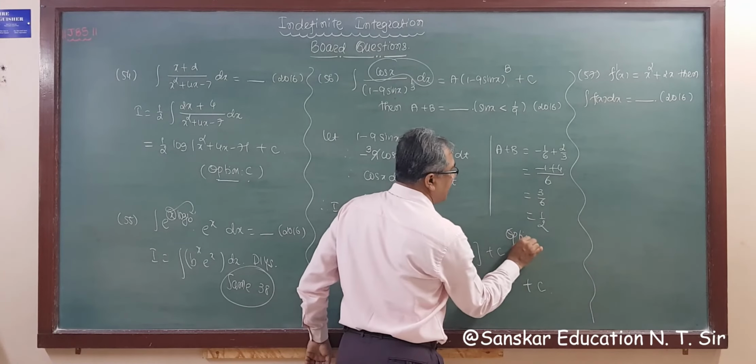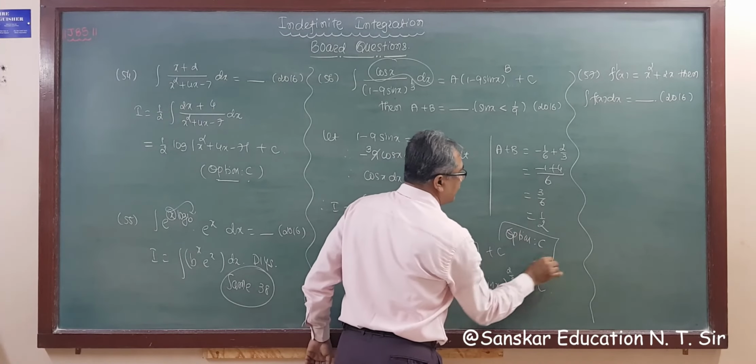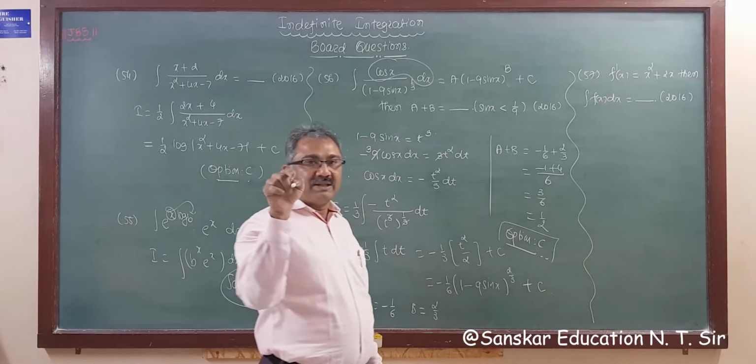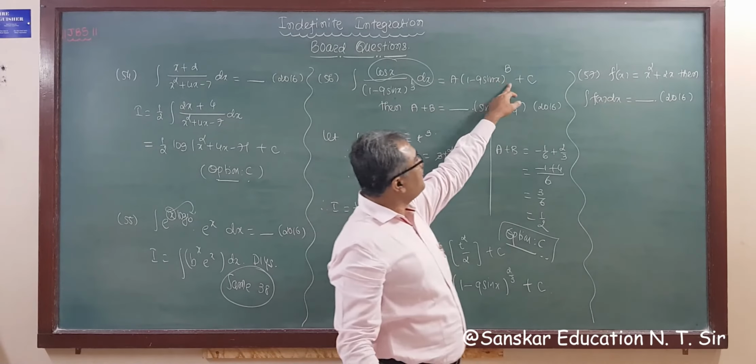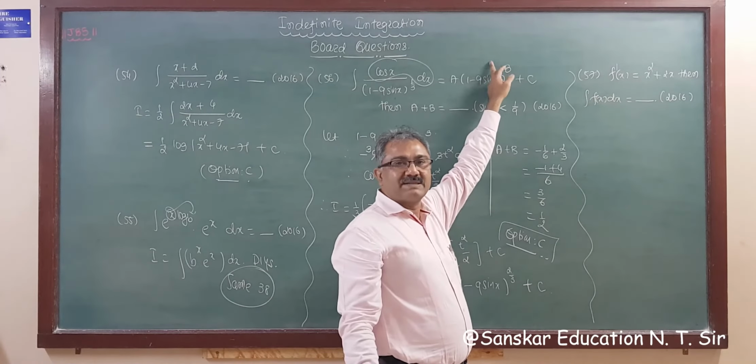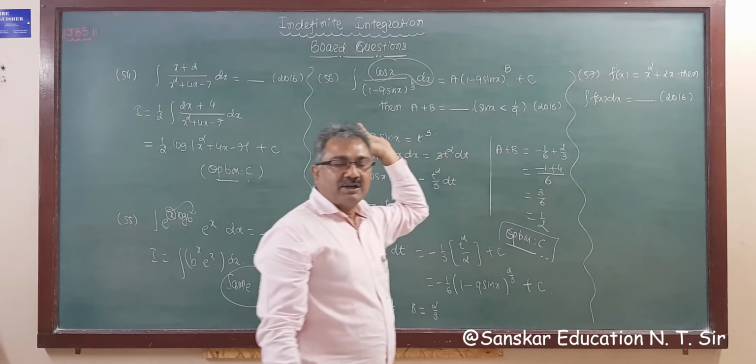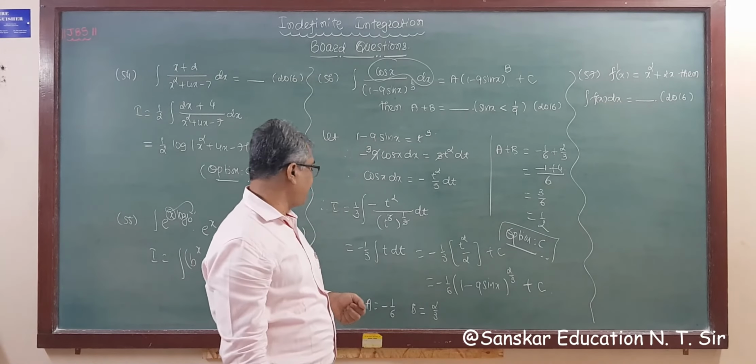So make change in your data, in your PDF, that this B must be here. This B must be here. Okay. So make this necessary changing.